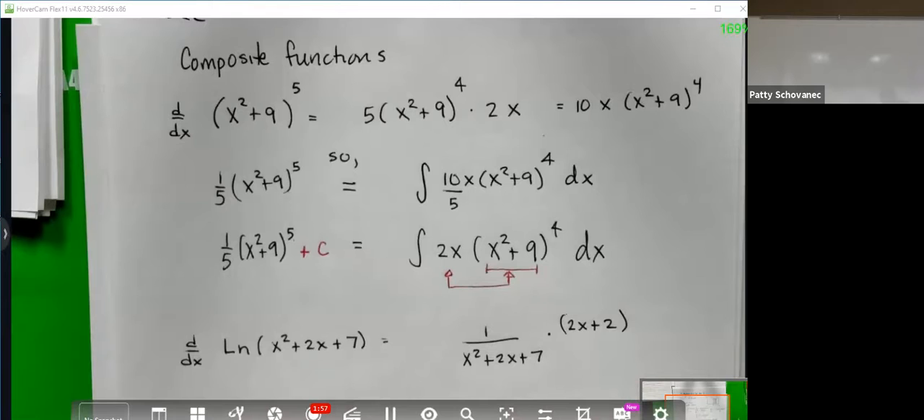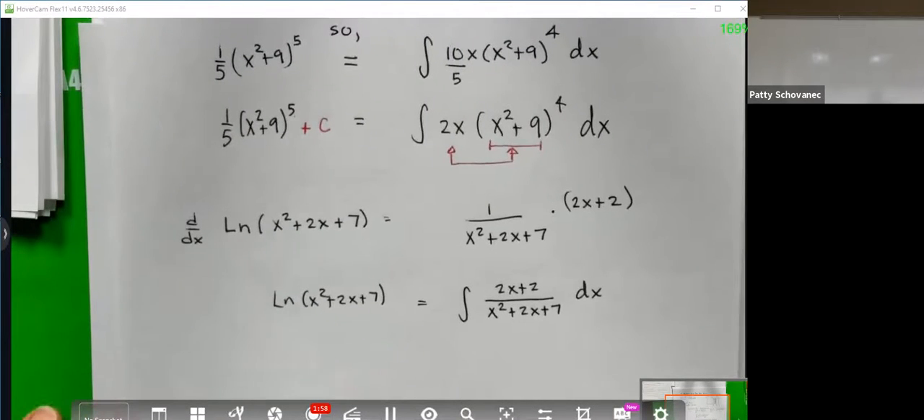So if I want to go backwards, if I want to integrate the 2x plus 2 over x squared plus 2x plus 7, undo that derivative, I should get the natural log. So I need more than just the u. I need the u prime as part of the integral. If I have the u term and the u prime term as part of the integral, then I can undo it with a power rule and with a logarithm.